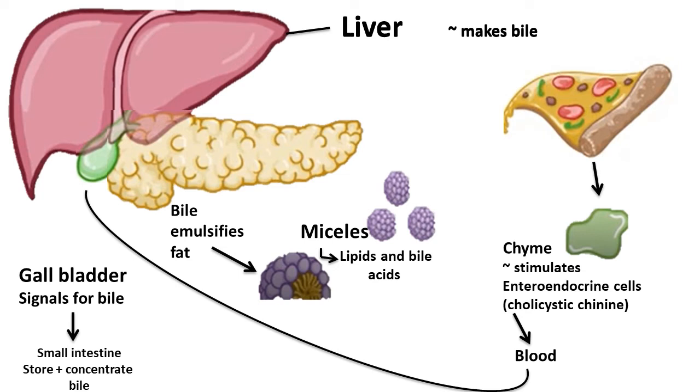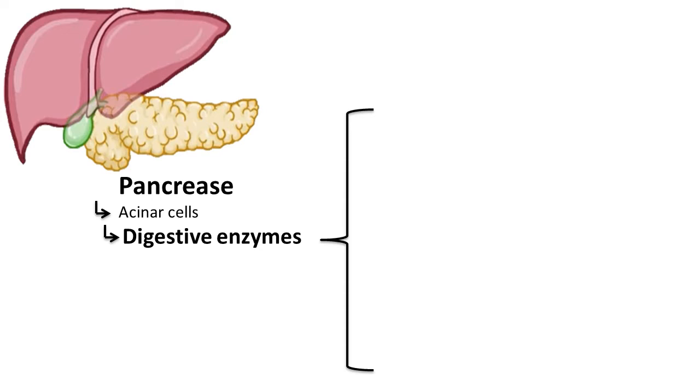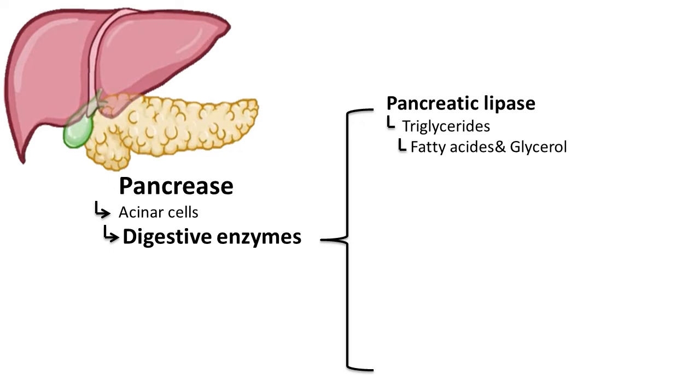The pancreas is another accessory organ which is stimulated by the hormone cholecystokinin. The pancreas contains acinar cells. The acinar cells secrete digestive enzymes. Among those digestive enzymes, the first one is pancreatic lipase. Pancreatic lipase converts triglycerides into more simple molecules such as fatty acids and glycerol.